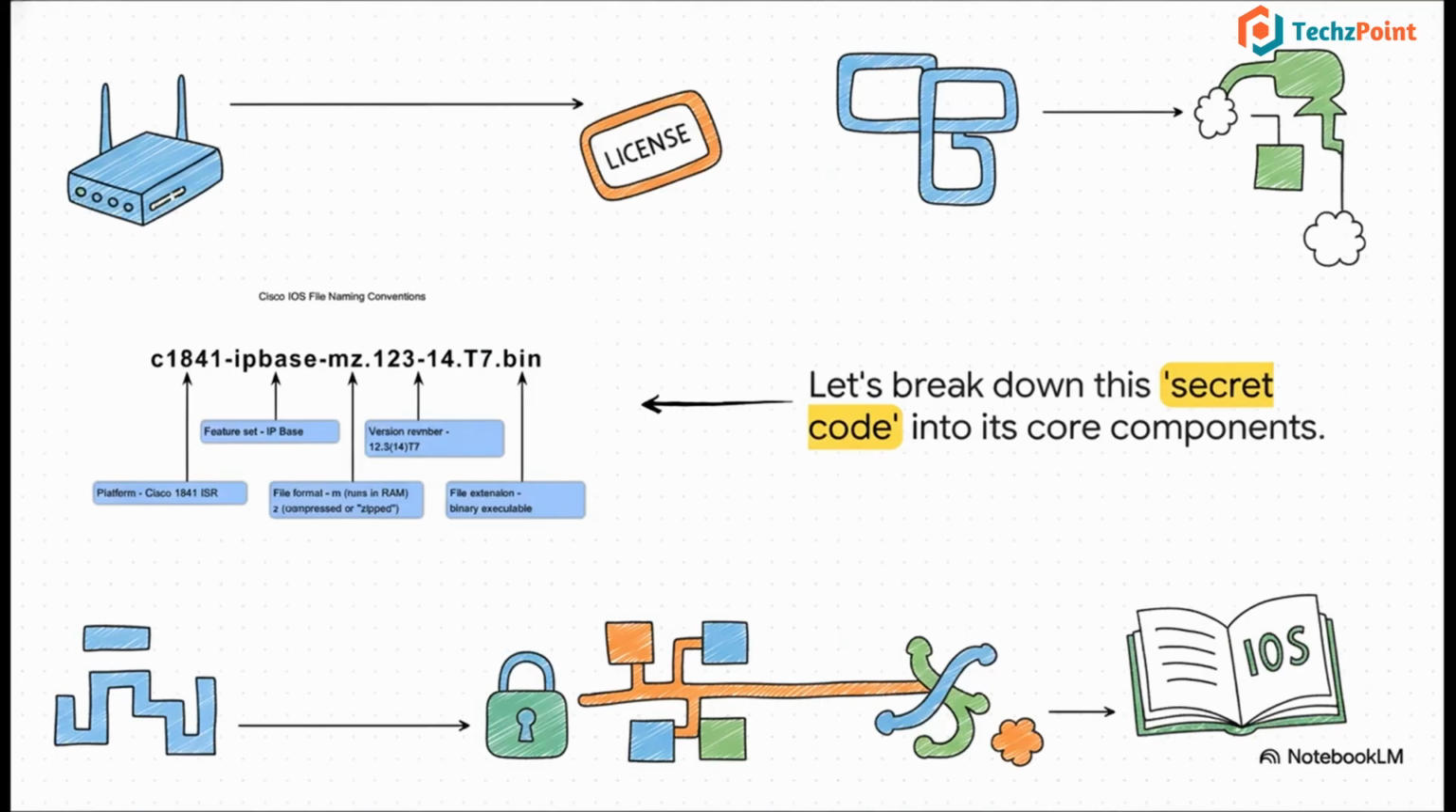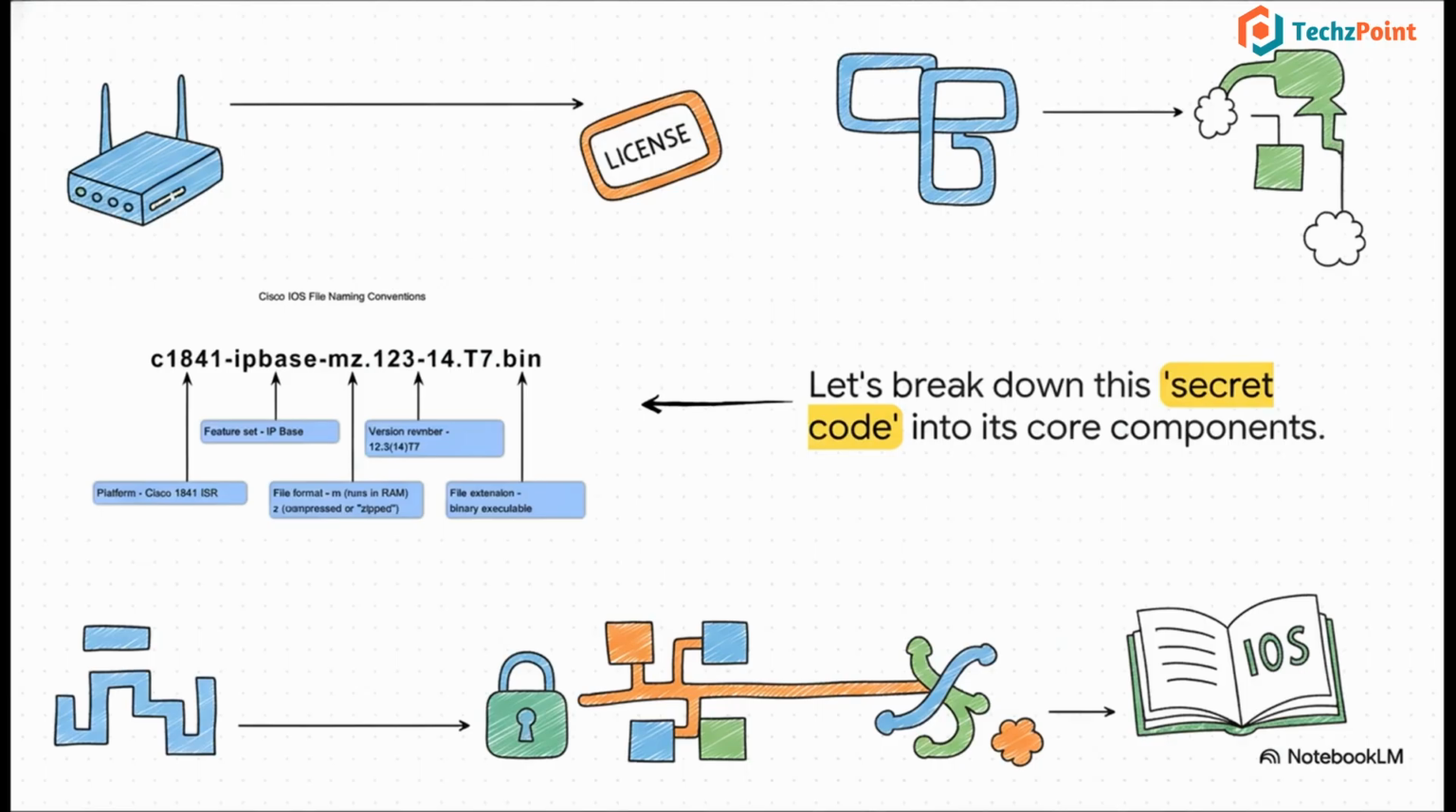Every single part of this name tells us something important. That C1841 at the beginning, that's the hardware platform, a Cisco 1841 router. Simple enough. The IP base part tells us what it can do right out of the box. You know, the basic IP features. Then you have MZ. Now this tells us how the software is stored. It's compressed to save space, and it's designed to run right from the router's main memory, its RAM.